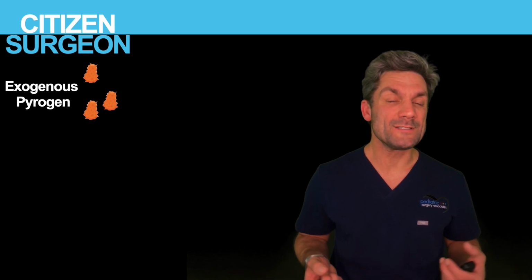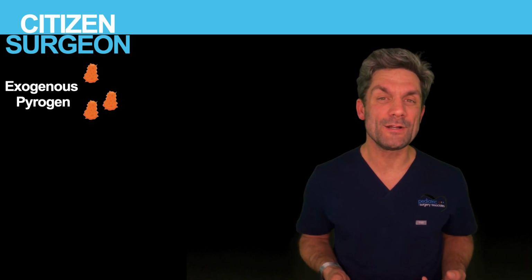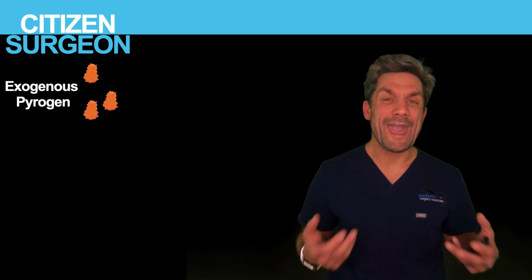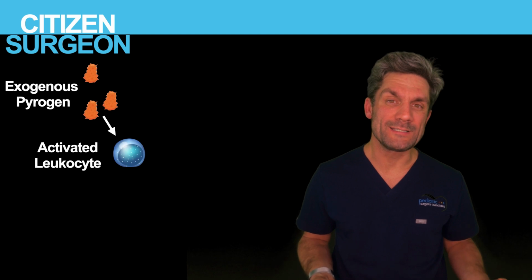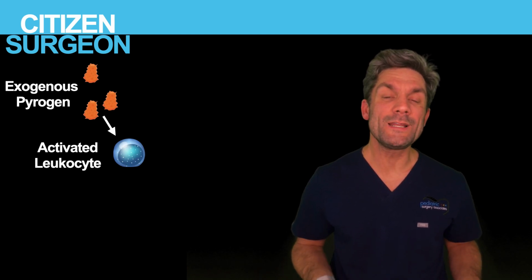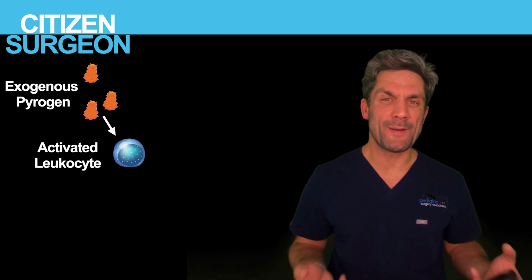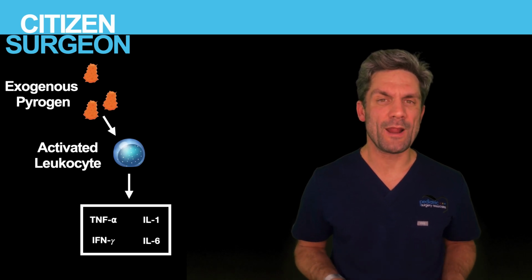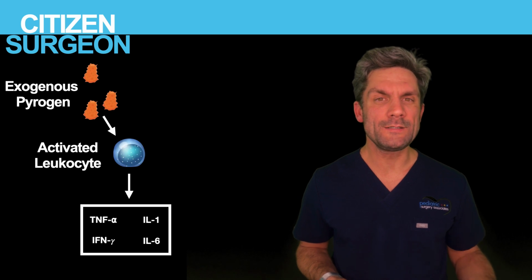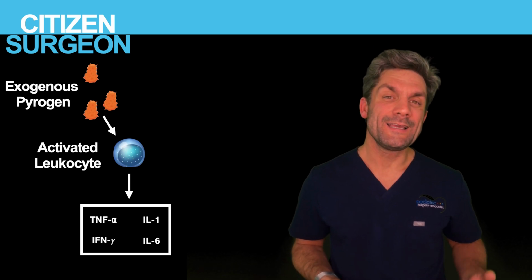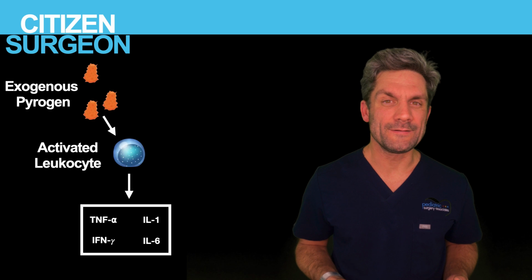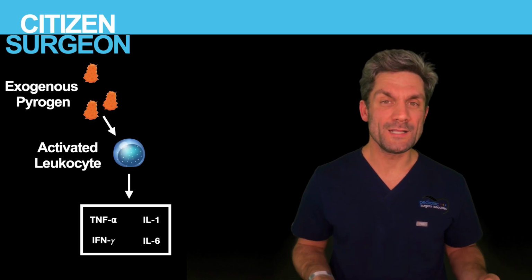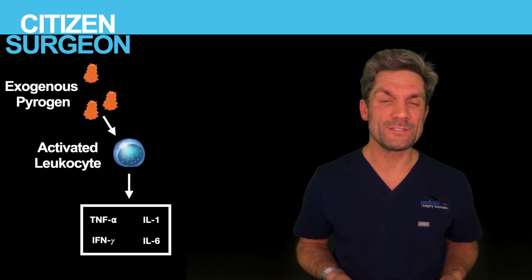So the first thing that happens is you have these exogenous pyrogens circulating throughout the body. Now, what are those going to do? Those are going to activate our leukocytes, or our white blood cells. Activated leukocytes are now going to secrete endogenous pyrogens. And these are the four most important endogenous pyrogens. You have interleukin 1, interleukin 6, tumor necrosis factor alpha, and interferon gamma. These four molecules are responsible for increasing our set point.